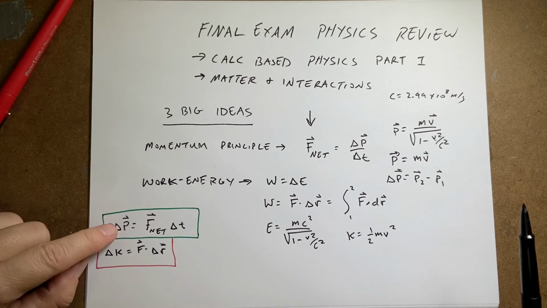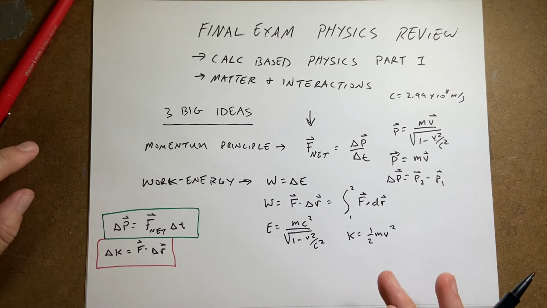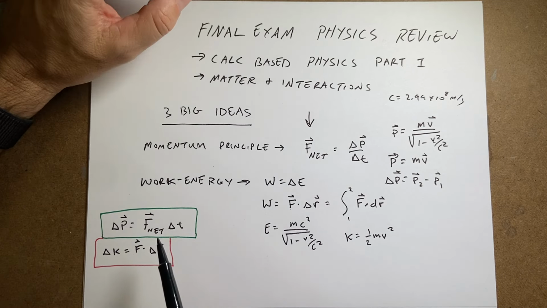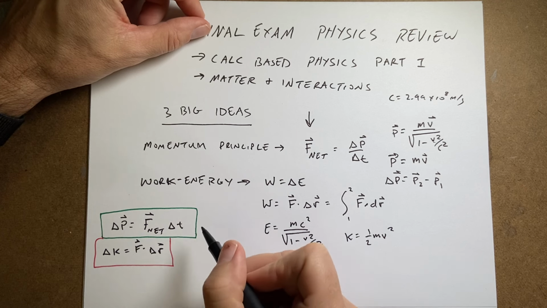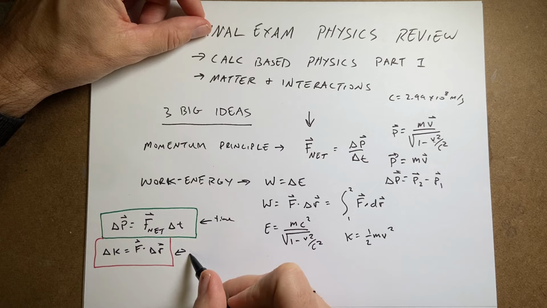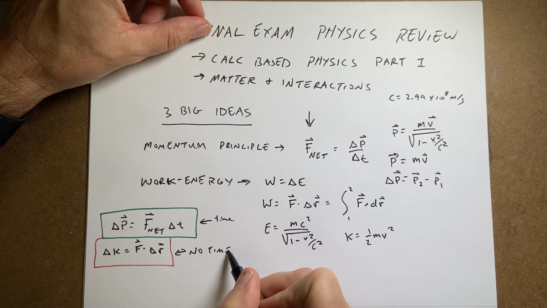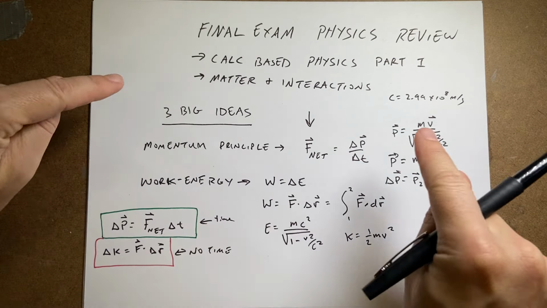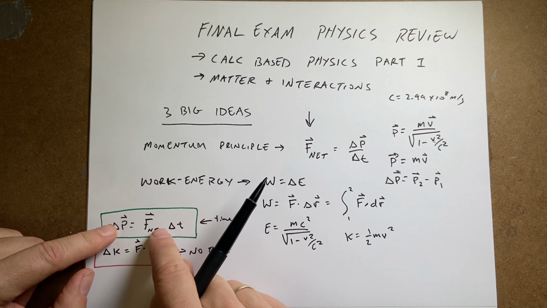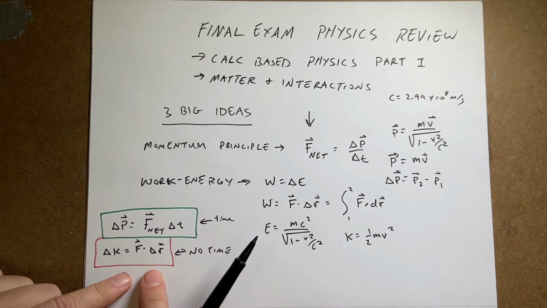So this is the momentum principle, just written in a different way. This is the work energy principle, written for certain cases. Okay, number one, you'll notice this has time. This doesn't have time. No time. So if we're dealing with a change in stuff and we know the time interval, then we're probably going to want to use the momentum principle. If we don't know the time interval, then we're probably going to use the work energy principle. Work energy principle does not deal with time.